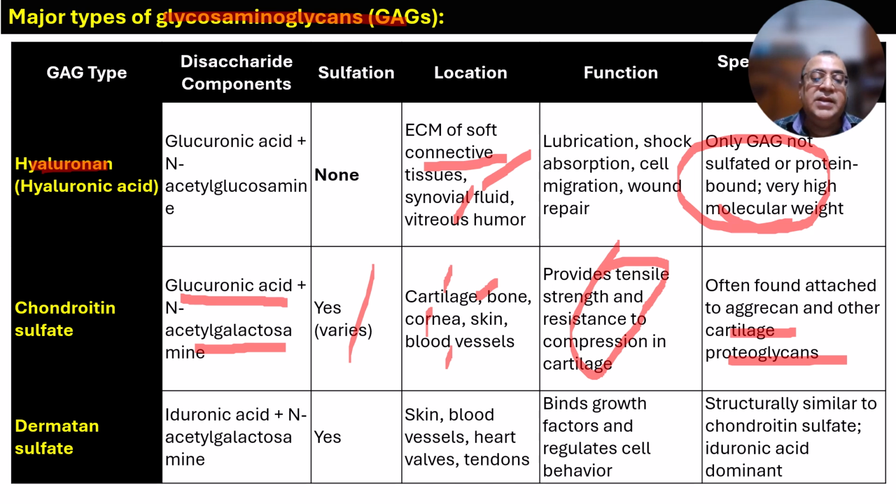Dermatan sulfate contains iduronic acid and N-acetyl galactosamine, and it is also sulfated, present in skin, blood vessel, heart valve, and tendons. Its function is to bind with growth factors and regulate the behavior of the cell. It is structurally similar to chondroitin sulfate, except for this iduronic acid domain.